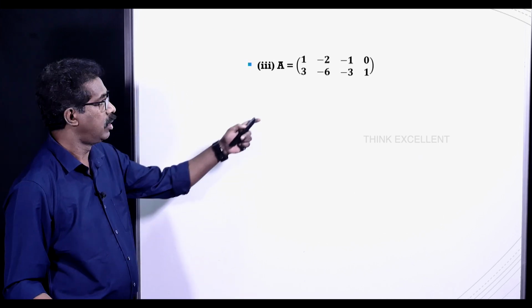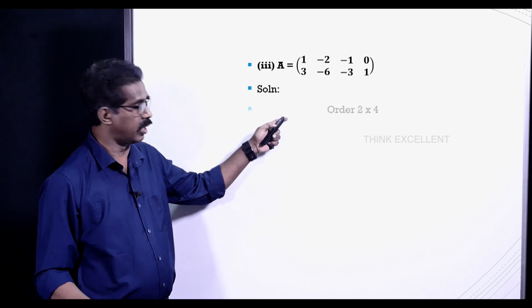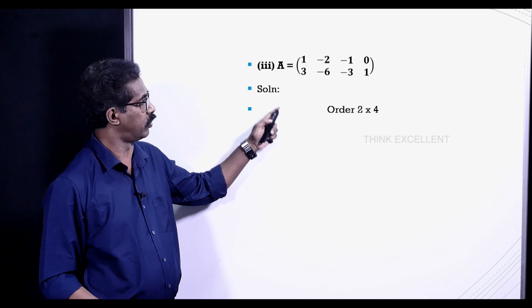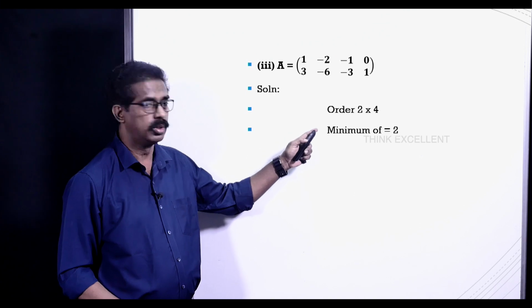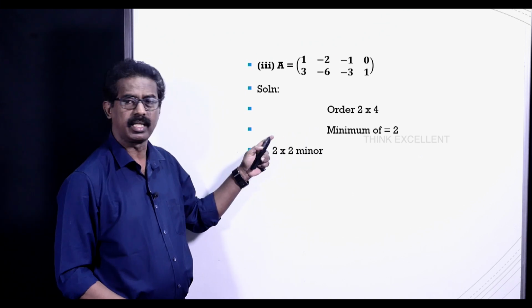So for this sum, first you find the order, right? What's the order here? 2 by 4. There are 2 rows and 4 columns. So 2 by 4, the minimum among that is 2. So rank is 2 or less than 2. So take a 2 by 2.